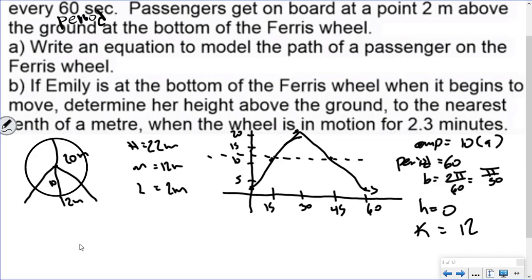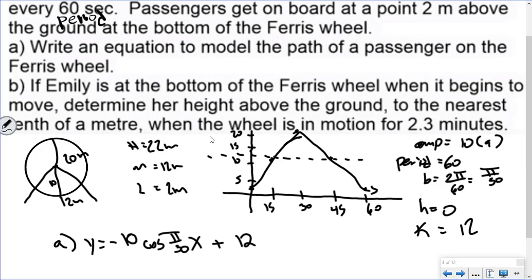So the equation that's going to describe this graph is y is equal to negative, right? Again, it's negative because we're talking about the inverse or the upside down cosine graph. So negative 10 cosine of pi over 30 x plus 12.